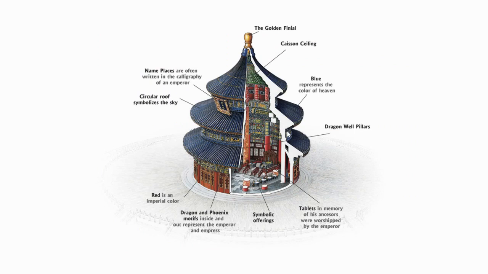So here we can see some of the detailing of the main temple structure. So a lot of symbolism. Red to symbolize the emperor. Dragon and phoenix motifs. Again, a nod to the emperor. Symbolic offerings inside. Dragon imagery again. Blue to represent the heavens. A circular roof to symbolize the sky. And this is a beautiful structure itself because it's circular.